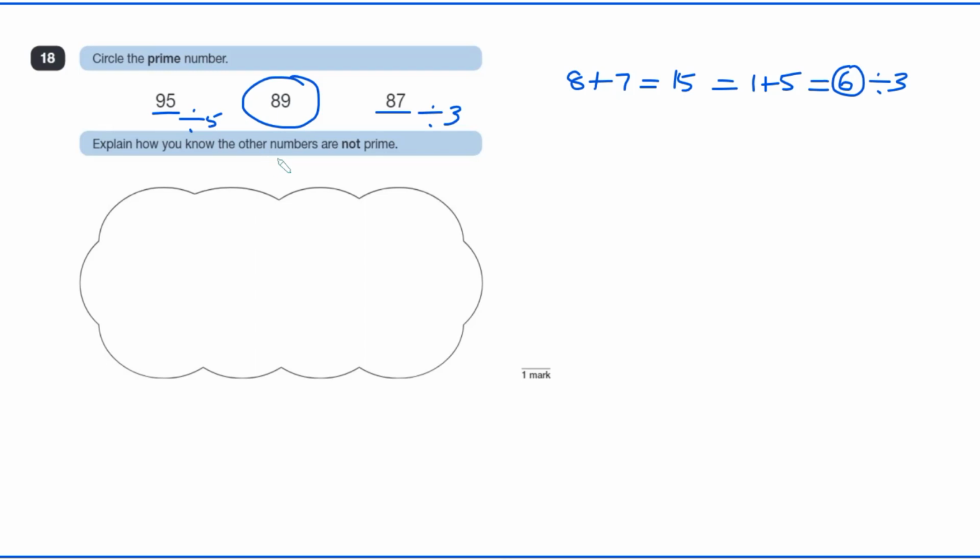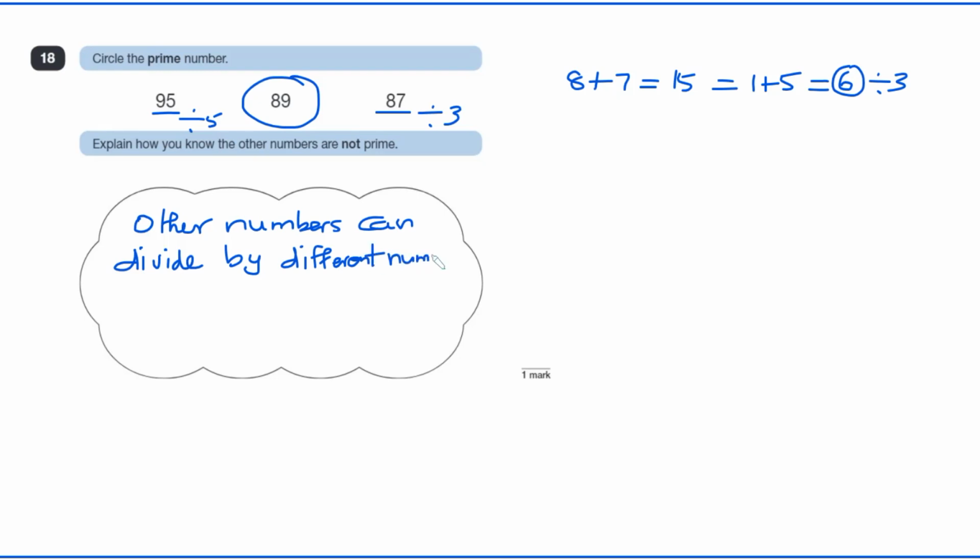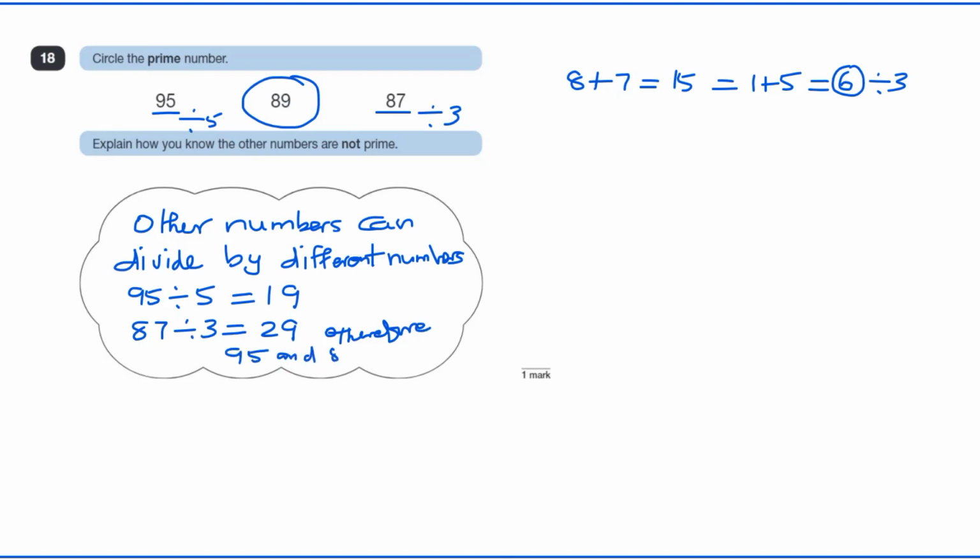Explain how you know the other numbers are not prime numbers. Other numbers can divide by different numbers. 95 can be divided by 5, that is equal to 19. 87 divided by 3, and that can be 29. Therefore 95 and 87 are not prime. That is the question number 18.